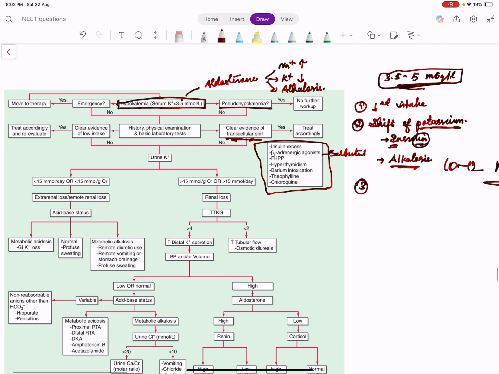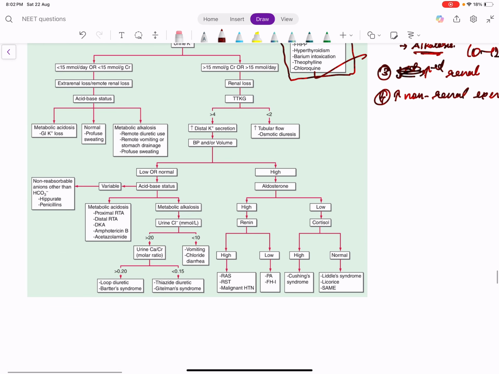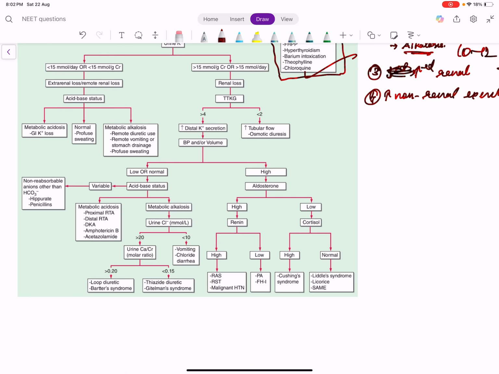Then the third is reduced renal excretion, or there is increased renal excretion, or increased non-renal excretion. That is what the other causes are. So if pseudo-hypokalemia is ruled out, and if transcellular shift is ruled out, then some loss is there. Don't think about this TTKG etc.